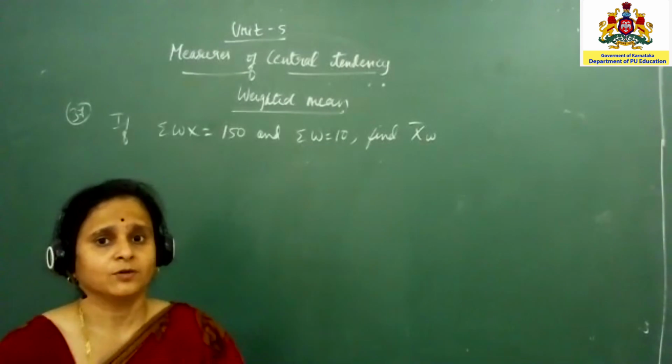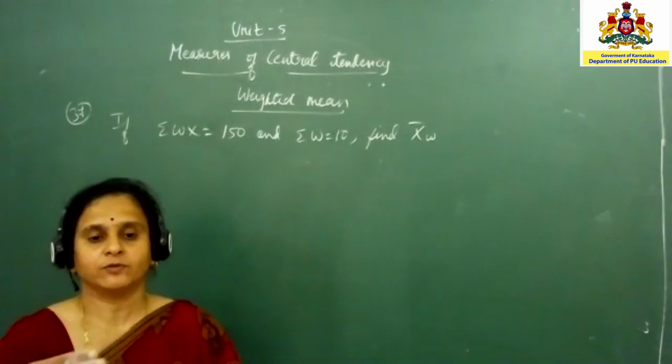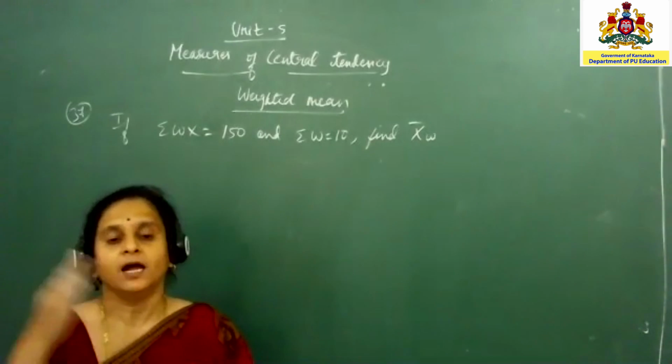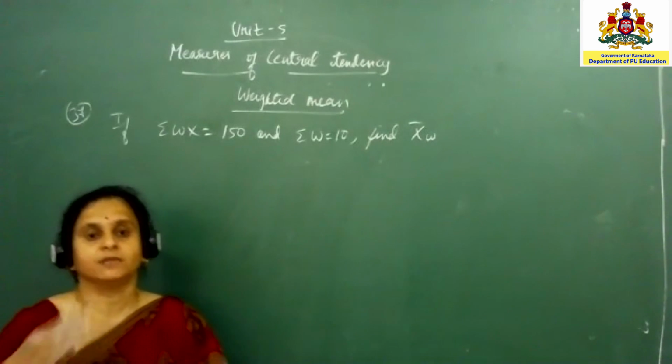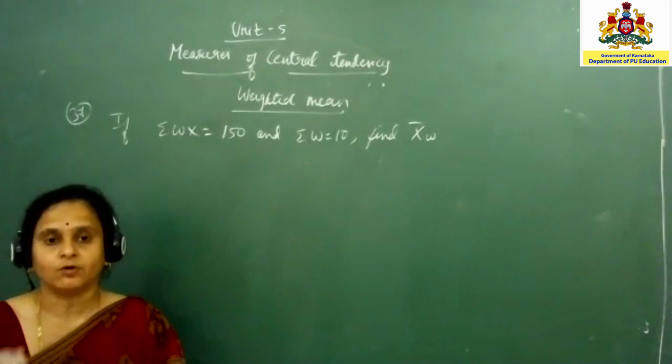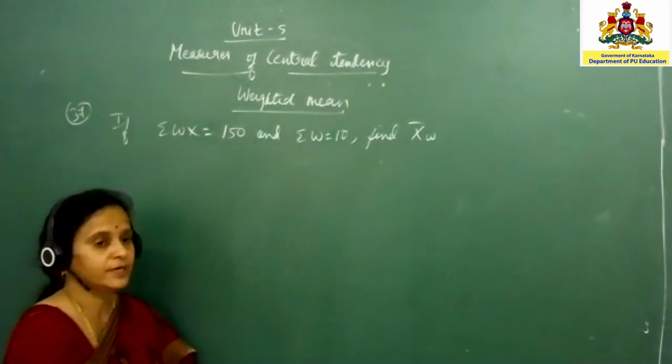Next concept, weighted mean. Previously I told you there are two types of arithmetic mean, one is simple and one is weighted. Weighted means importance is given according to the needs, according to the relative importance. When the weightage is given, we call that a weighted mean.